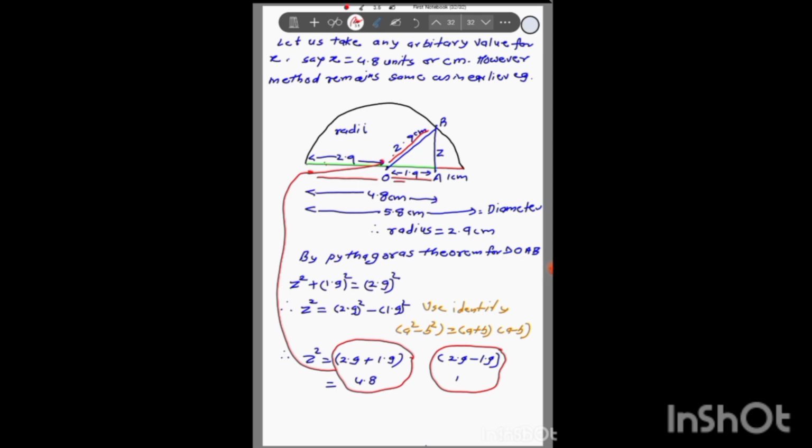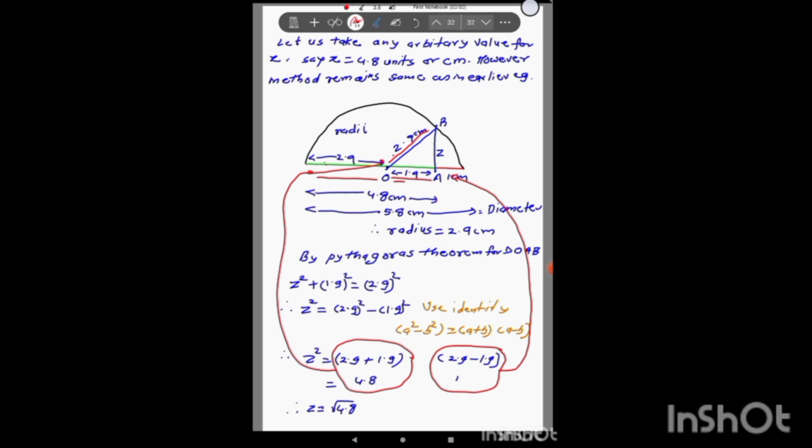That's the segment which we have drawn, and this is 1. The extended segment always comes out to be 1 for any example. Okay. So with this we go ahead, Z equal to root of 4.8. Is that very clear? Z square is 4.8, so Z equal to root of 4.8.